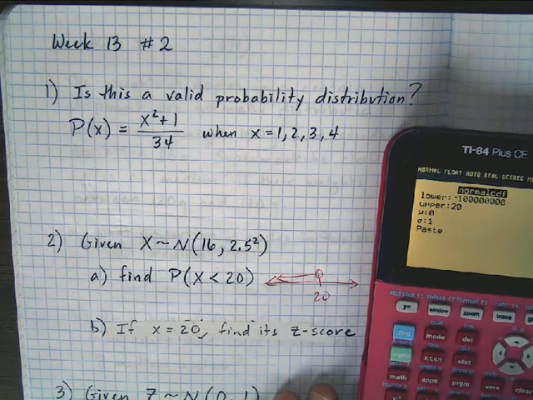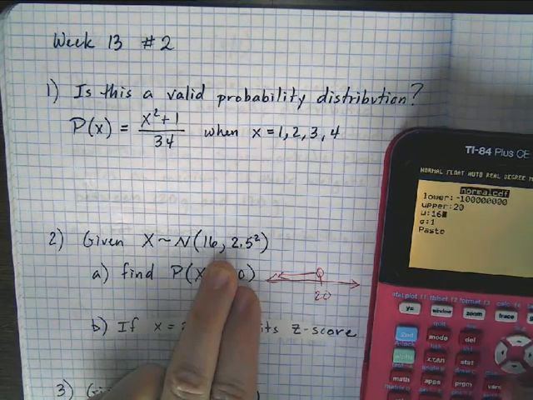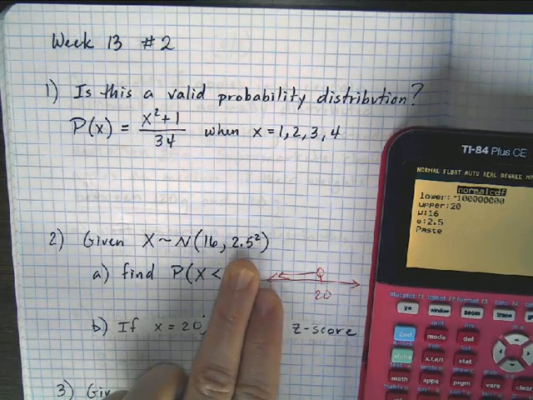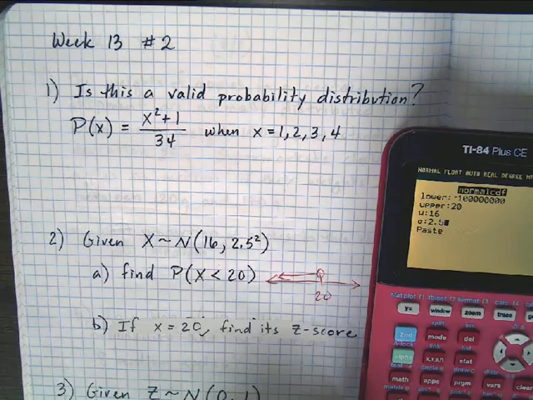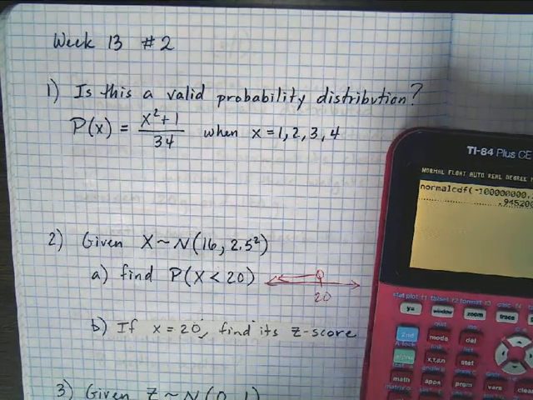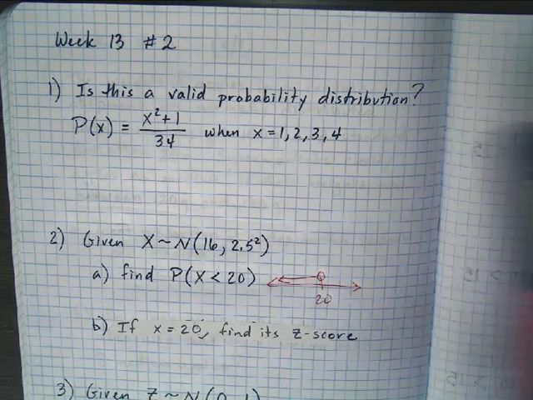My mean, we said, was 16. And my standard deviation is 2.5 because it's the square root of 2.5 squared, which would be 2.5. Enter, enter, enter, and I get 0.945. Okay, 0.945.